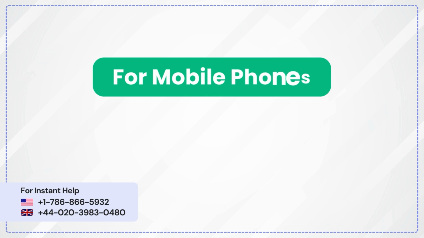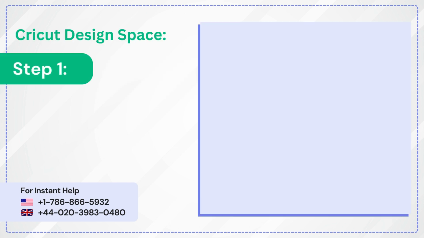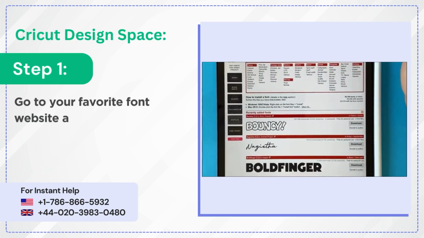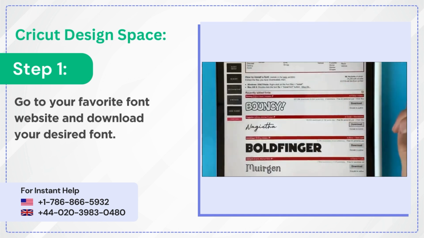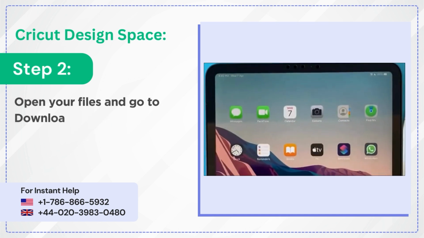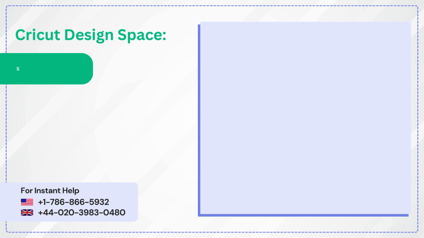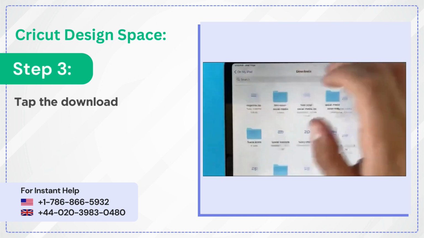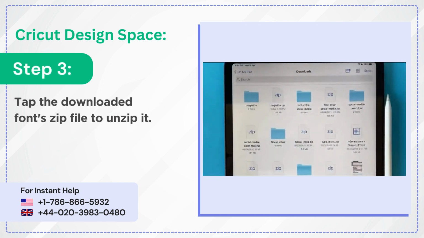For mobile phones. Step 1. Go to your favorite font website and download your desired font. Step 2. Open your files and go to Downloads. Step 3. Tap the downloaded font's zip file to unzip it.